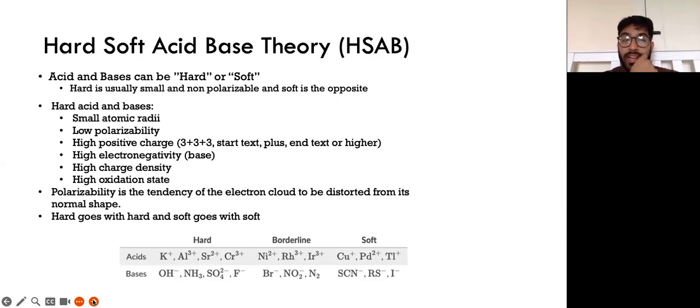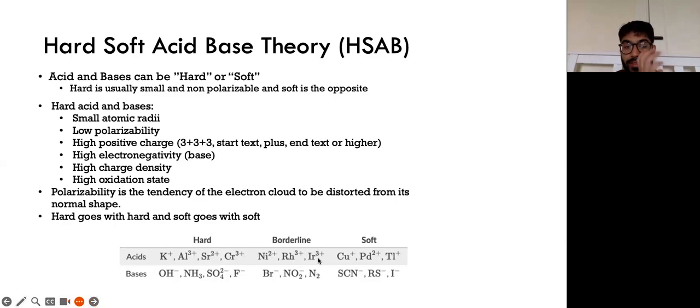What's really important is that hard goes with hard and soft goes with soft. Hard acids go with hard bases, and soft acids go with soft bases. You can predict what happens in a chemical reaction this way. If you add two things in solution, you can predict what happens by knowing that hard goes with hard and soft goes with soft. And down here is the basic outline of it.